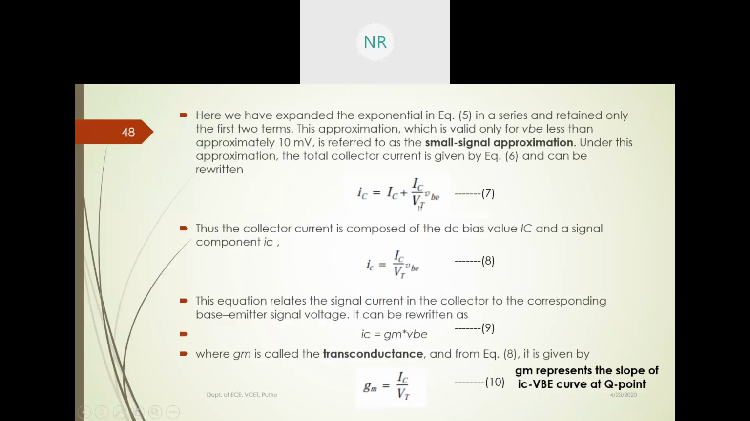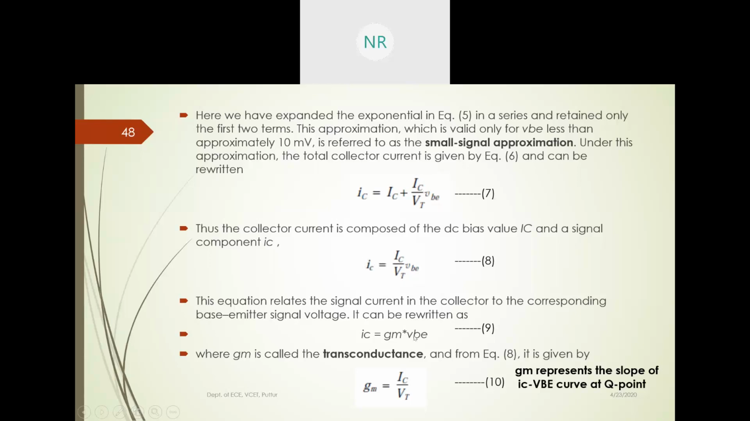IC plus IC by Vt into VBE. So next is the collector current. Your instantaneous collector current is composed of a DC bias value IC and a signal component. So this is a DC value and this is nothing but your AC value. IC is nothing but your AC component, which is equal to IC by Vt into VBE.